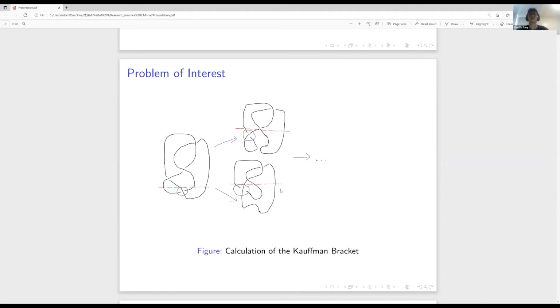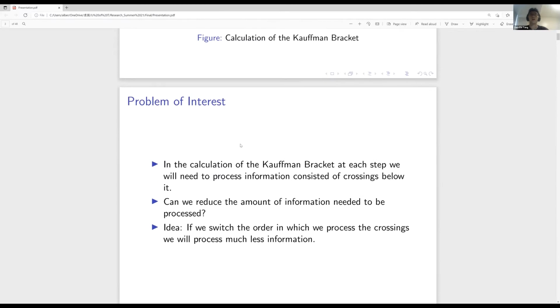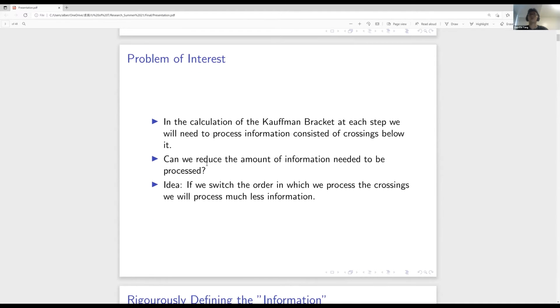At the end, we add everything together and obtain a Kauffman bracket. One thing we noticed is that every time we add a new crossing, we have to go back and check how it connects to the crossings that have already been smoothed out. So every time, we have to process a certain amount of information. The more information we need to process, the longer this Kauffman bracket or Jones polynomial calculation is going to be.